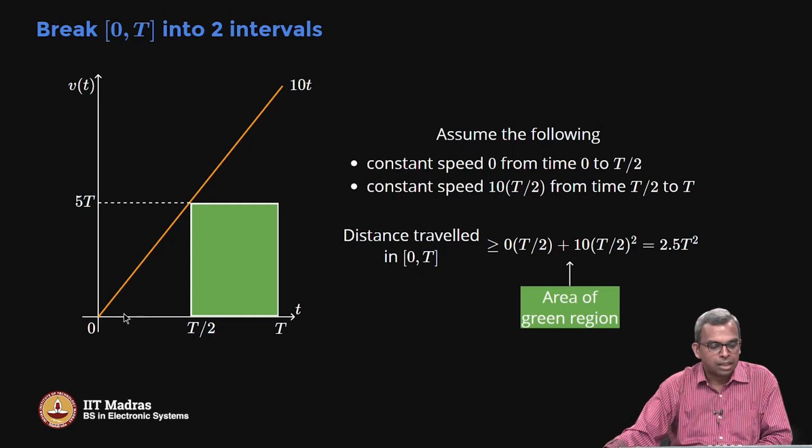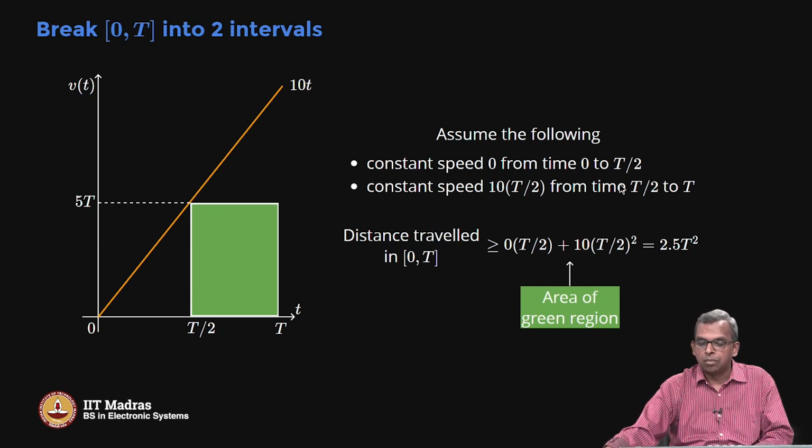I am going to assume the speed from 0 to t by 2 is 0. Of course, it is not 0, it is moving somewhere, but let us say I assume it is 0. And from t by 2 to t, I will assume the speed is 10 times t by 2. 10 times t by 2 is 5t. So, 5t from t by 2 to t, and 0 from 0 to t by 2. This will definitely give me a lower bound. The lower bound is 0 into t by 2 plus t by 2 into 5t.